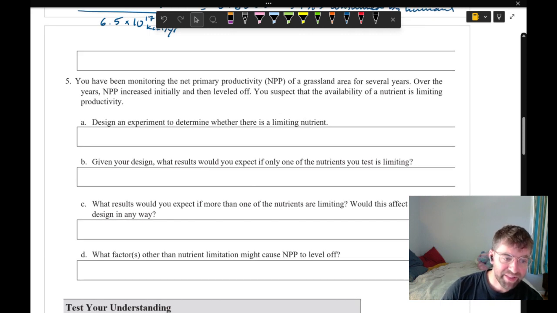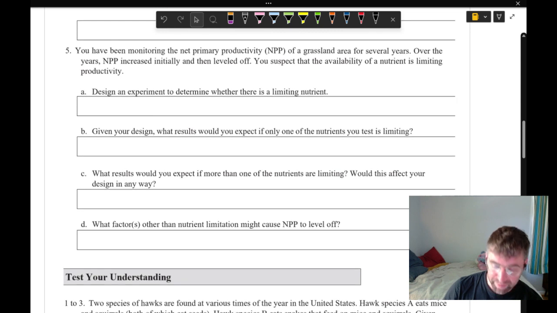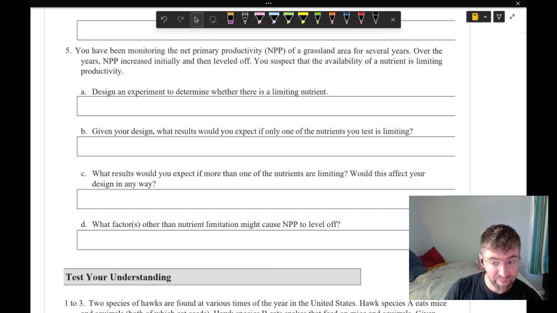You have been monitoring the net primary productivity of a grassland area for several years. Over the years, NPP increased initially and then leveled off. You suspect that the availability of a nutrient is limiting productivity. Design an experiment to determine whether there is a limiting nutrient. And again, there are a lot of different answers that you could come up with here. It's worthwhile to pause and think about this for a bit. How would you test for what nutrient might be missing if one is missing?